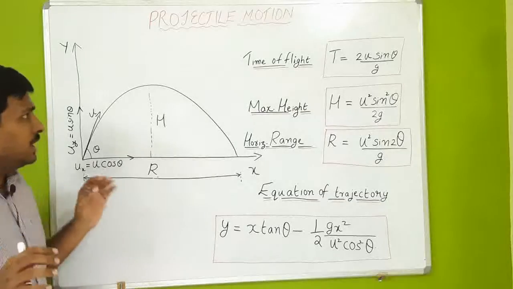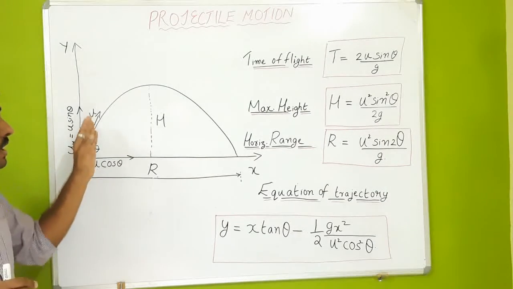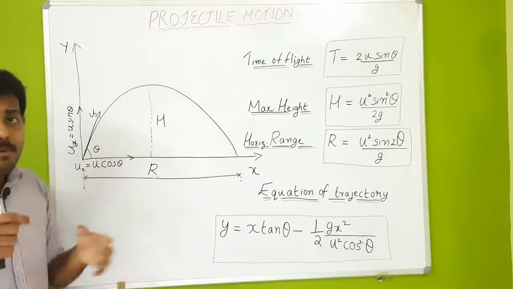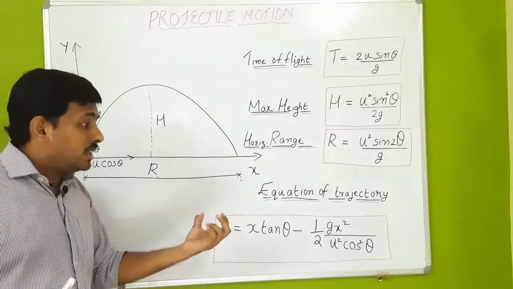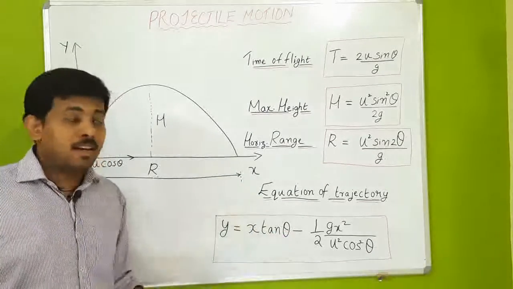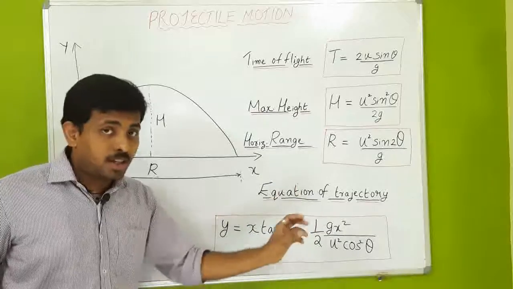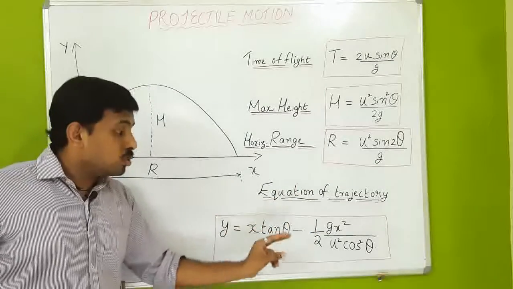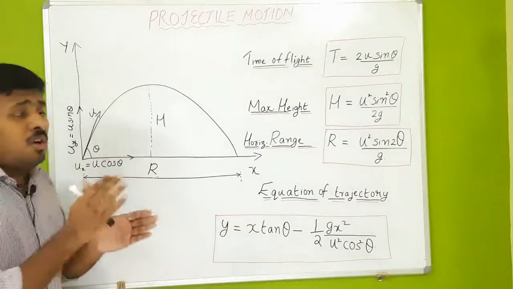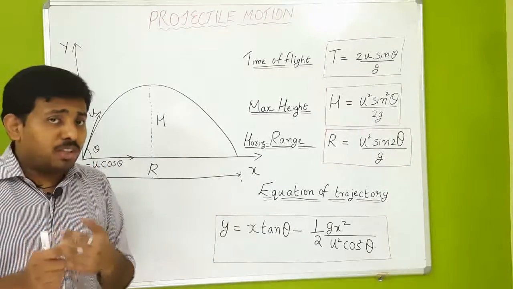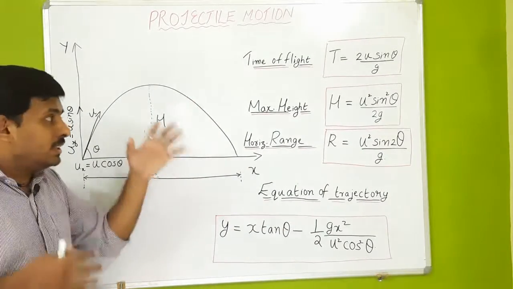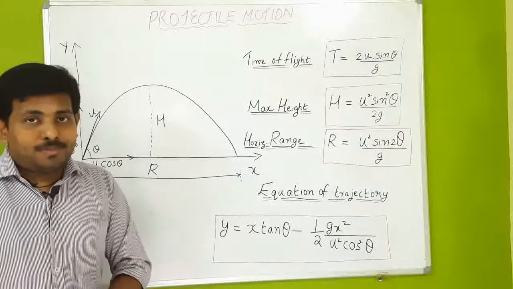Equation of trajectory means it is an equation that describes the motion of the particle along the parabolic path of the projectile motion. So the equation of trajectory, y is equal to x tan theta minus half g x square divided by u square cos square theta. So these are the important equations of projectile motion. I know that most of you know these equations. Please recall these and let's do the problems.